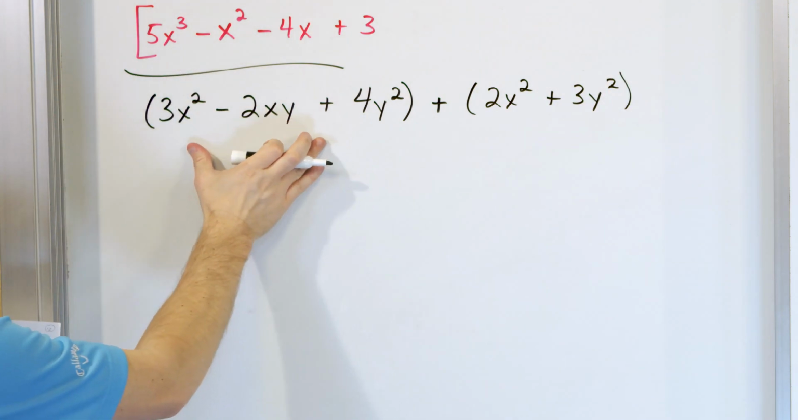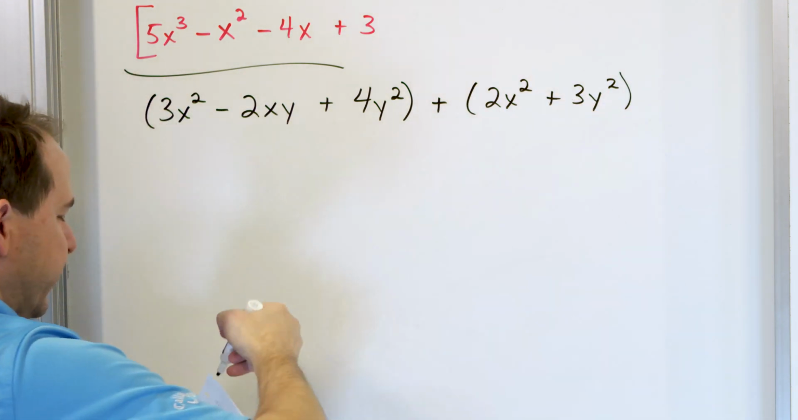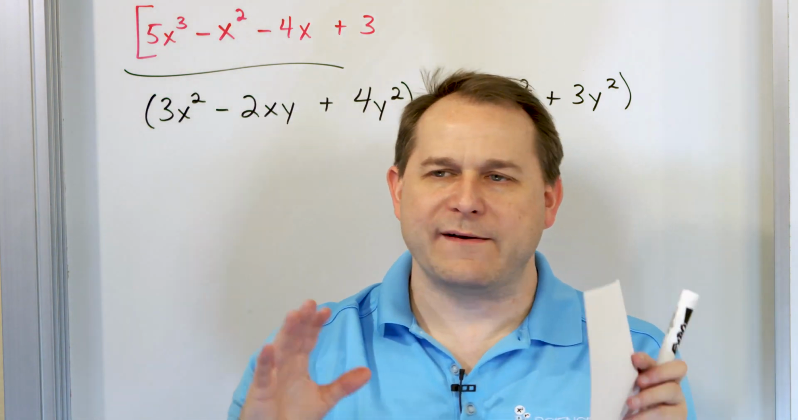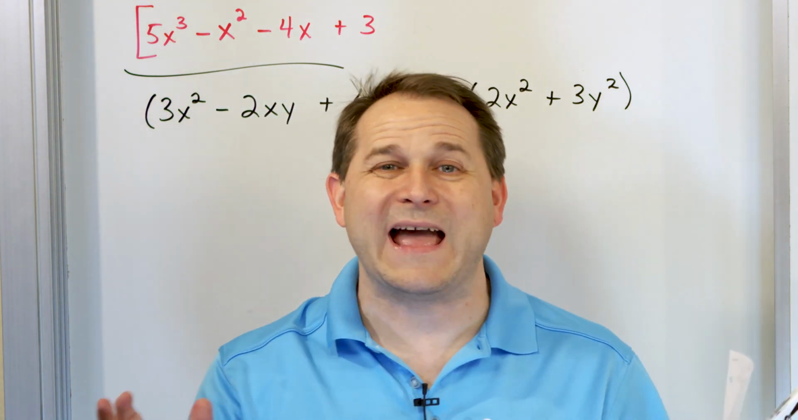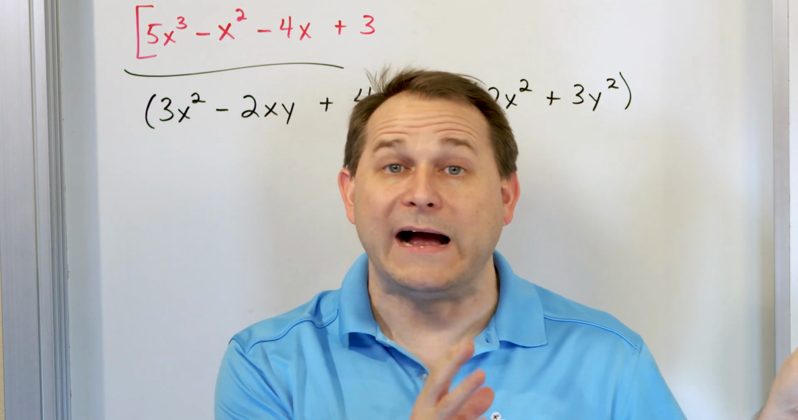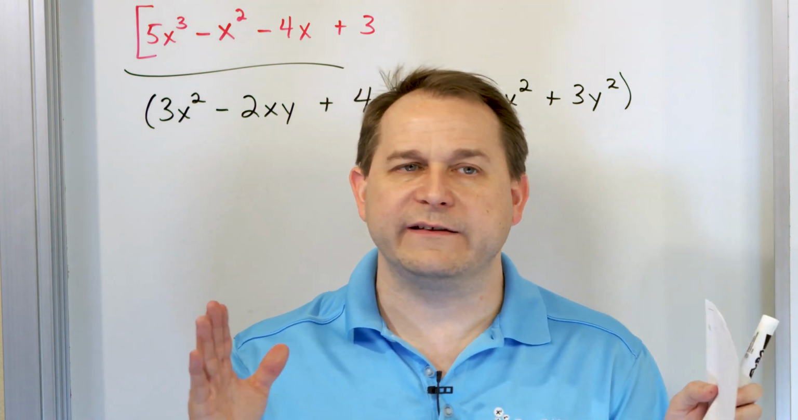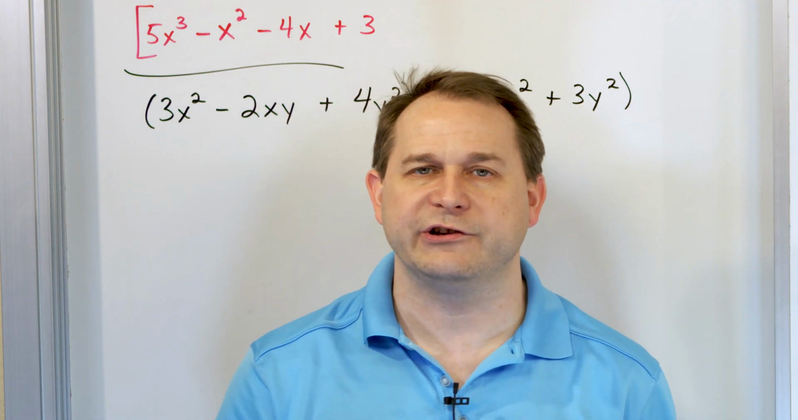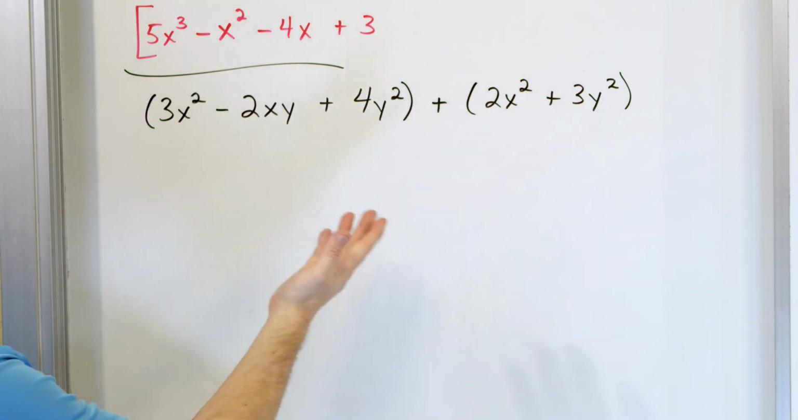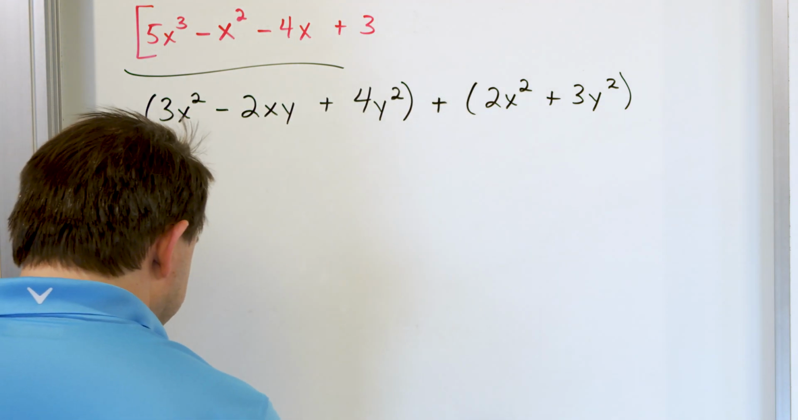So here's a trinomial plus a binomial. Now don't let that bother you. If you have a trinomial, which means you have 3 terms, and you're adding it or subtracting it to a binomial which has 2 terms, it's okay. You just need to look for matching terms to do the addition. And if you have matching terms, then you can add them, and if you don't, then you can't.